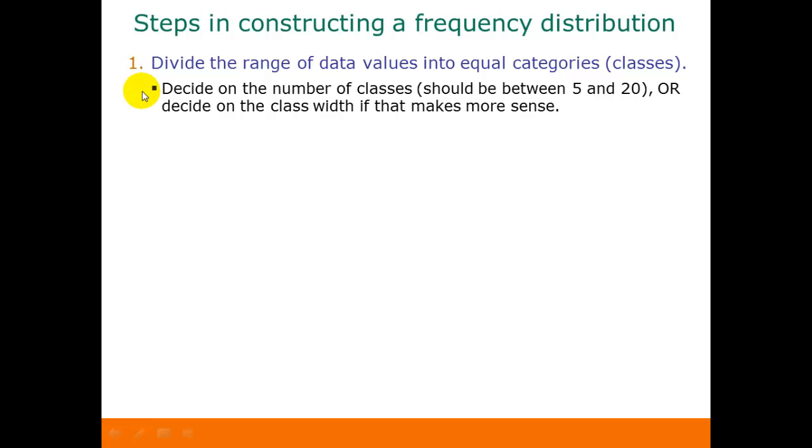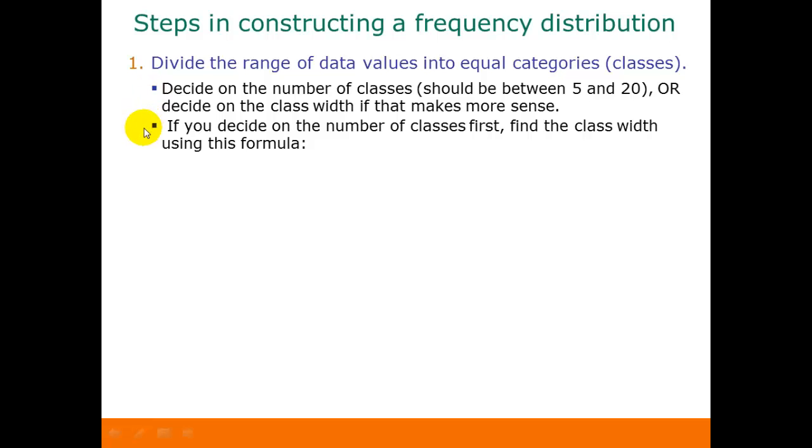Now there are two ways that we can start with this. We can either decide how many classes we want to have, and the number of classes, just to make a frequency distribution that makes sense, should be somewhere between 5 and 20. Less than 5 is too few, more than 20 is just too many. So we can either decide on the number of classes, or we can decide on the class width, whichever one makes more sense with our data.